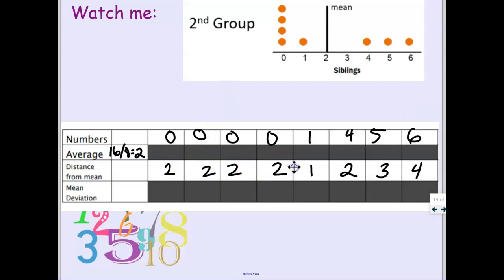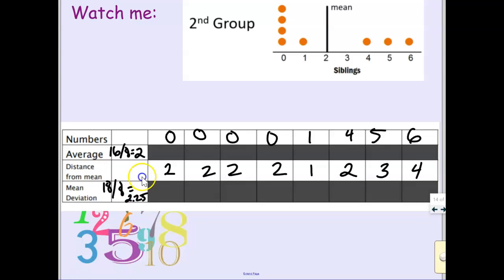So let's add all this up. That would be 8, 9, 10, 11, 14, 18. So my total would be 18. I'm going to divide by 8 numbers. I cannot do that in my head, so I'm going to reach for my handy-dandy calculator. And I'm going to get 2.25 as my answer.